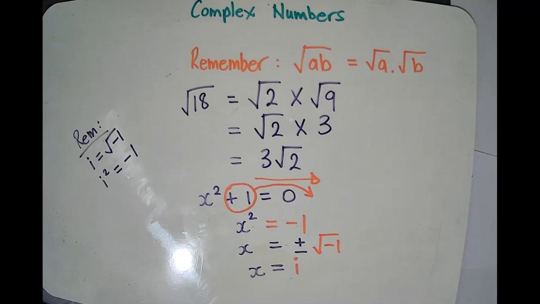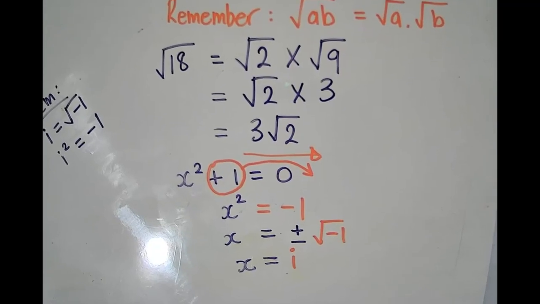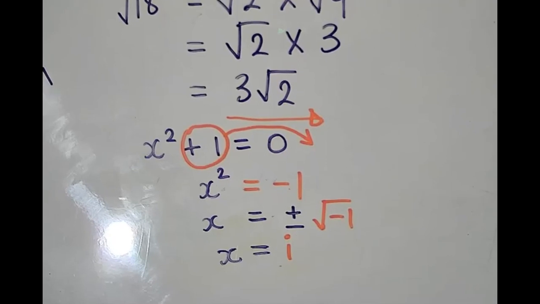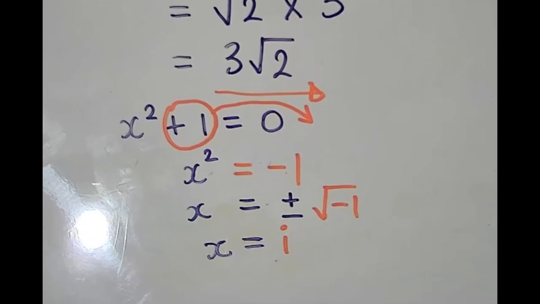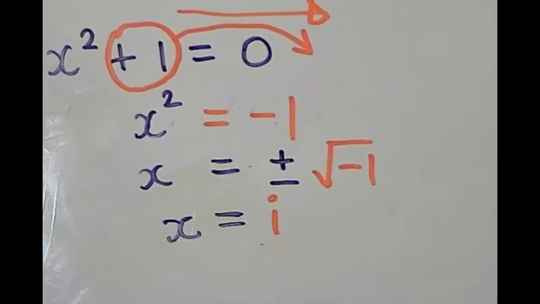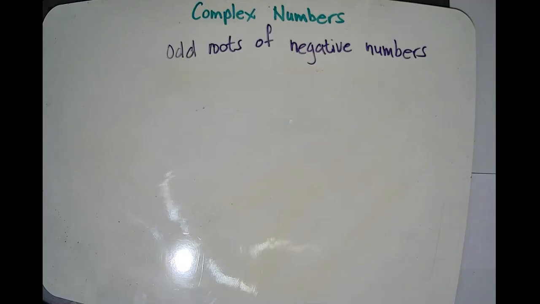Substitute it. X is equal to I. Notice that that is plus or minus I, not just I. Many people would just write I, but please note here you should write plus minus I. Now, odd roots of negative numbers are real. Do you agree? So the odd roots of negative numbers are real.